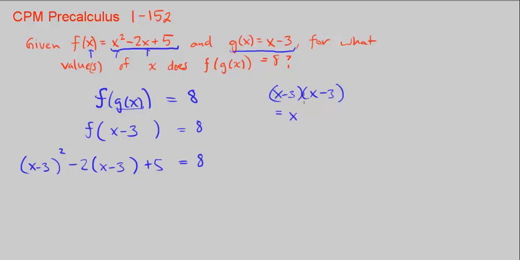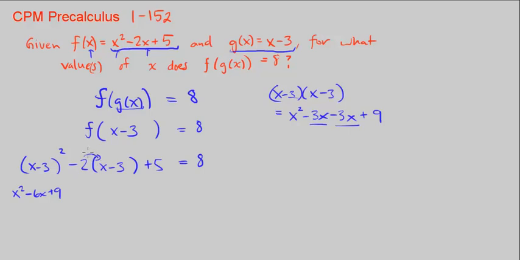Looking at the first terms, it's x squared. Outside is minus 3x. Inside is minus 3x. Last, negative times negative is positive 9. So I can replace x minus 3 squared with x squared minus 6x plus 9. I'm just combining the two x terms.